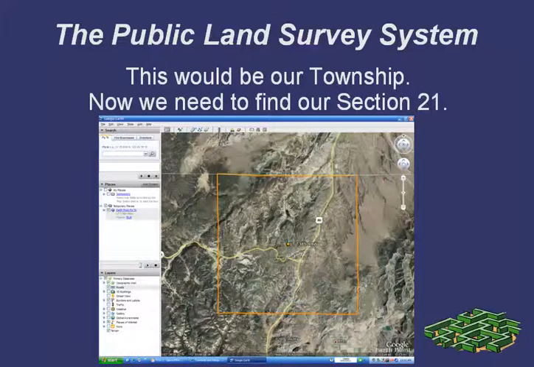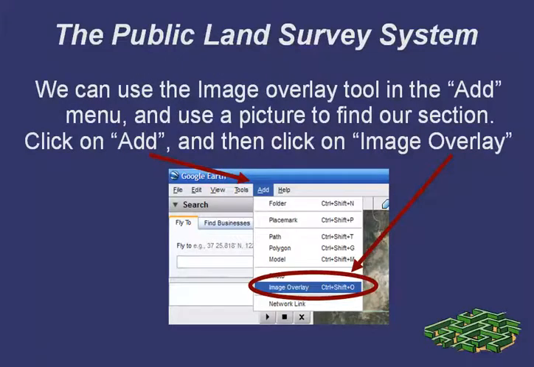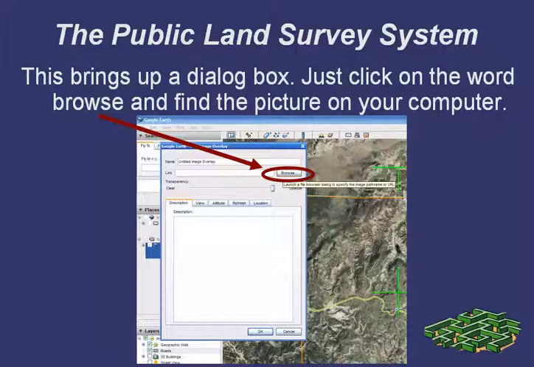Okay, great. This would be our township. Now we need to find section 21. So we can use the image overlay tool in the add menu and use a picture to find our section. So we click on add and then go to image overlay. Now this is going to bring up a dialog box. Just click on the word browse and find the picture on your computer that you've taken.